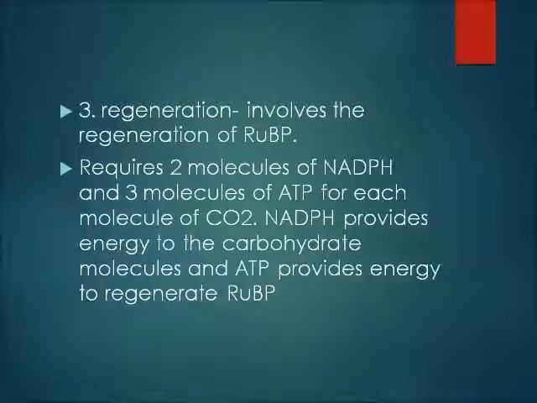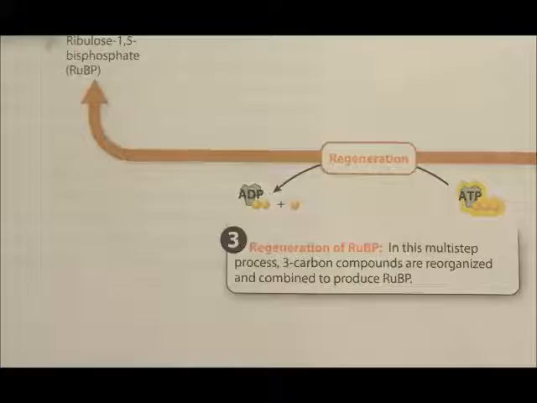And regeneration involves the regeneration of RuBP. It requires 2 molecules of NADPH and 3 molecules of ATP for each molecule of carbon dioxide. NADPH provides energy to the carbohydrate molecules, and ATP provides energy to regenerate RuBP.